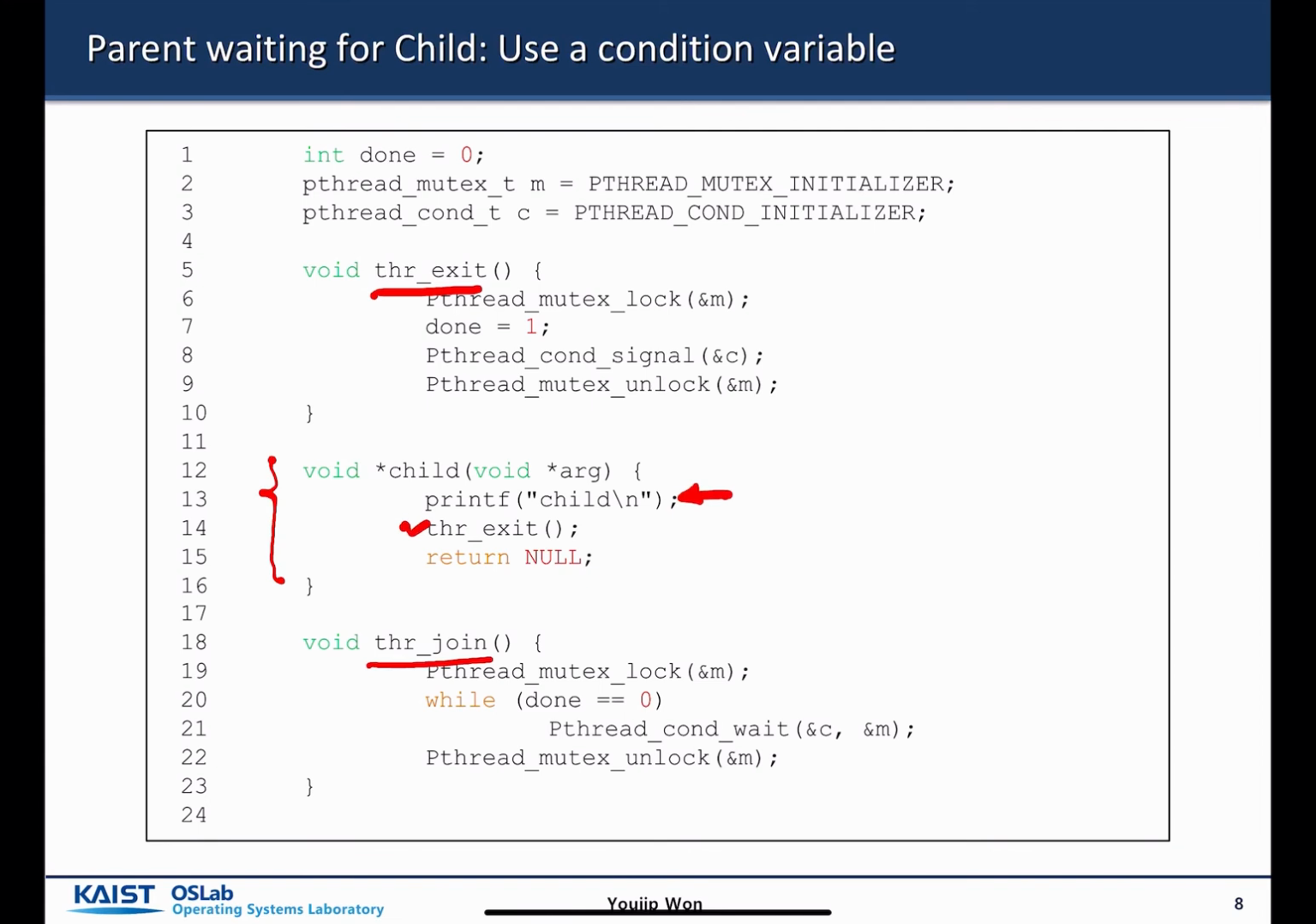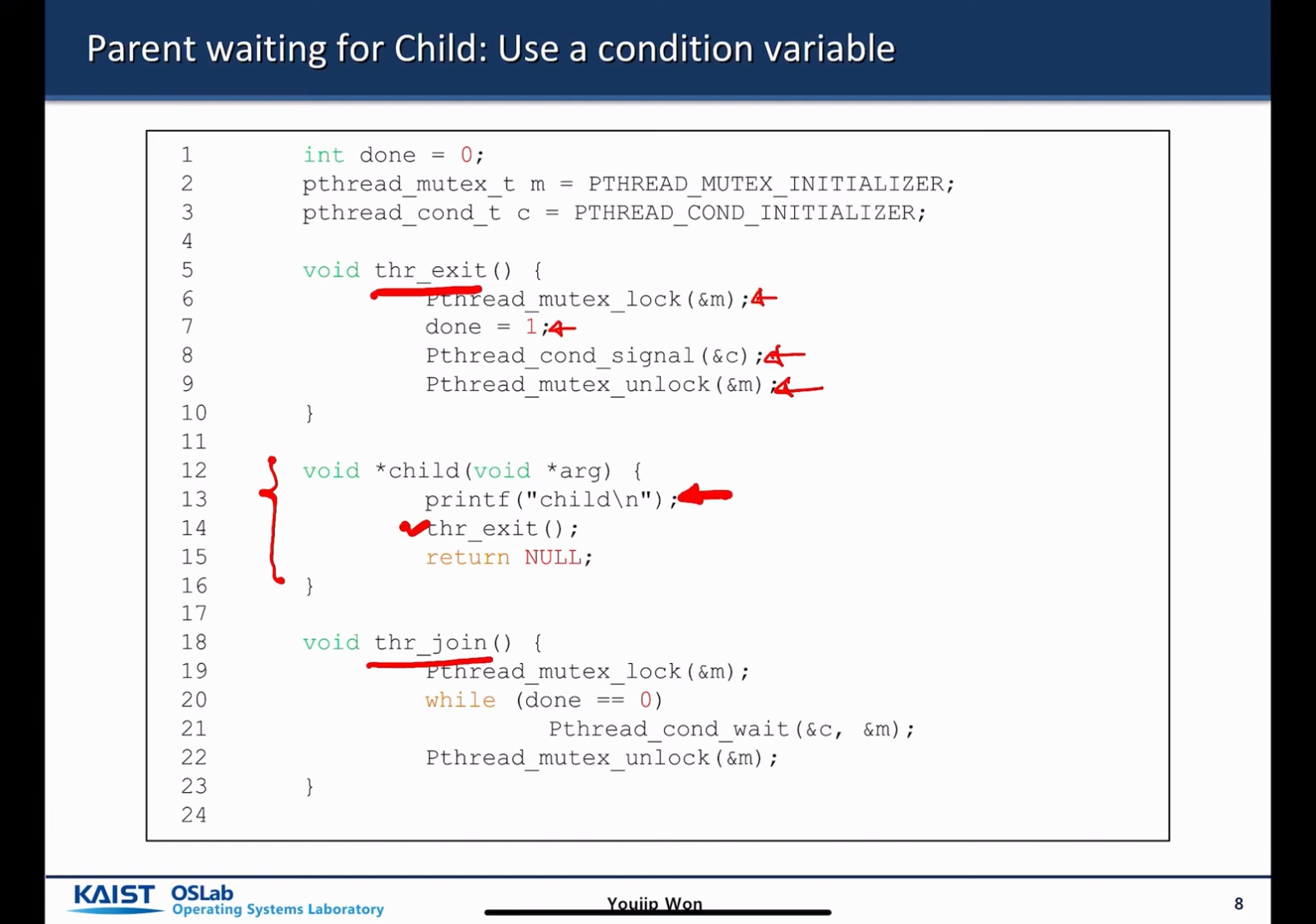Okay, and then in thread exit, it first locks the mutex and updates the state variable, and then calls condition signal and unlocks the mutex. There are basically four functions. And for thread join, it is called by the parent thread, and it allows the parent thread to wait for the completion of the child thread.